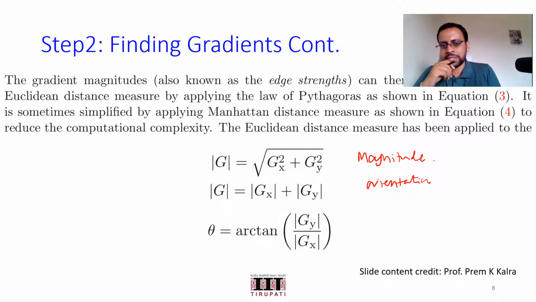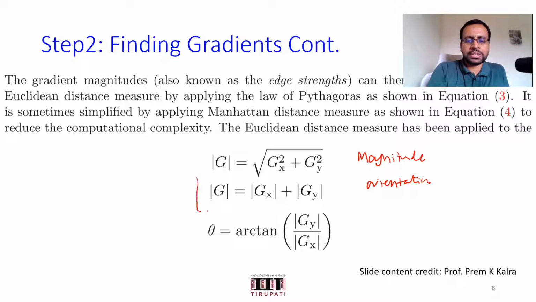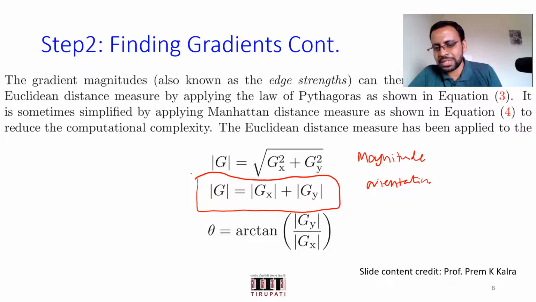Well, in practice, computing the squares of these terms and then the square root of that could be expensive. Of course, since you will be dealing with small images, that's all right. But even now, you better use this, where you simply take the absolute value of gradient of x plus the absolute value of gradient of y. So this is similar to an L1 norm, where you take the absolute value. Anyway, this is a relative comparison, that should be fine.